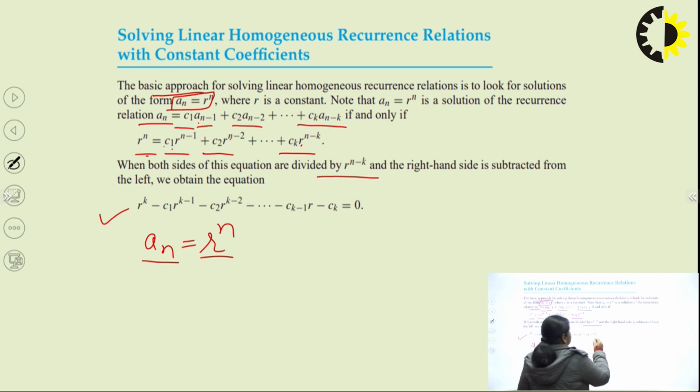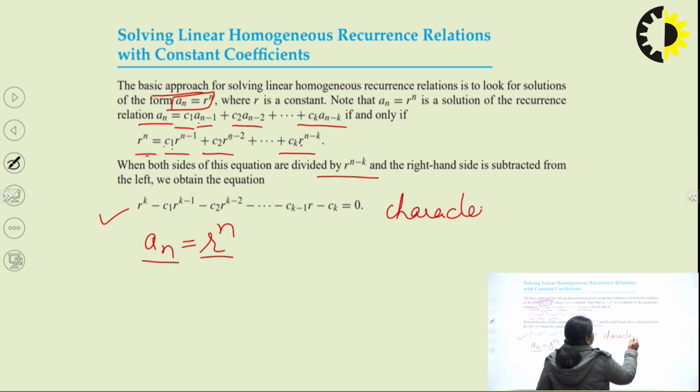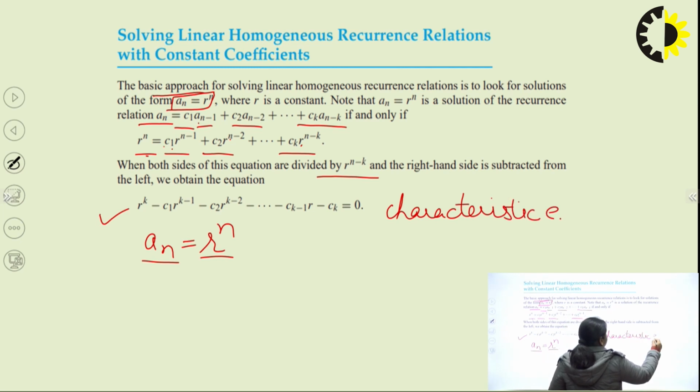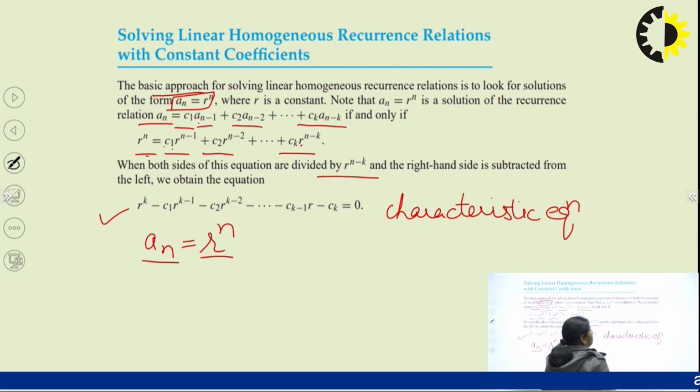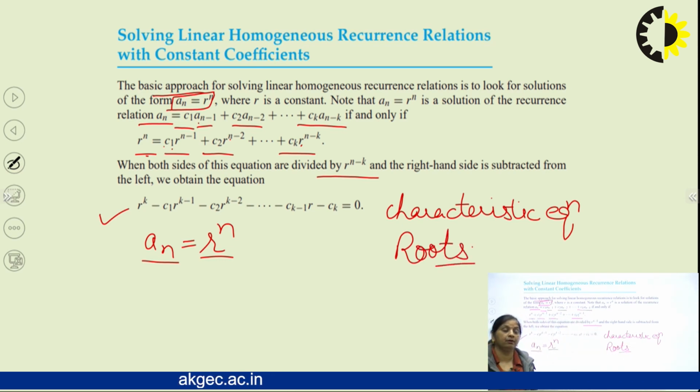This is my characteristic equation of the given recurrence relation. When I get this characteristic equation, we can now find its roots. Those are called characteristic roots. These roots will represent the solution in the given form.